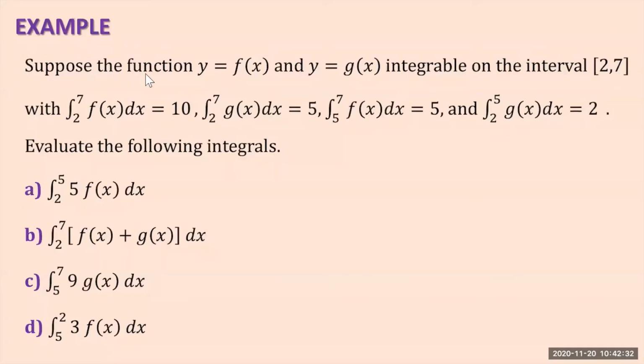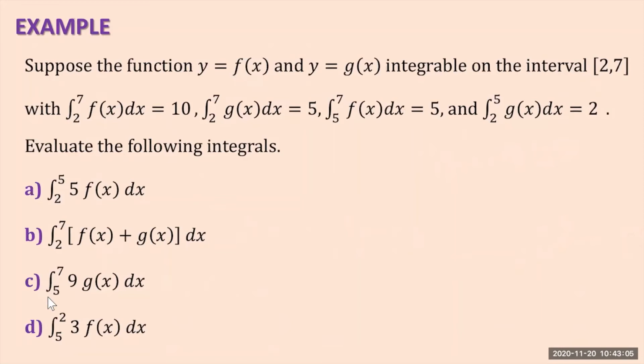Example, suppose the functions y equal to f of x and y equal to g of x are integrable on the interval 2 through 7, with integration from 2 through 7 of f of x with respect to x is 10. Integration of g of x from 2 through 7 with respect to x is 5. Integration of f of x from 5 to 7 with respect to x is 5. And integration of g of x from 2 through 5 with respect to x is equal to 2. We have to evaluate this.